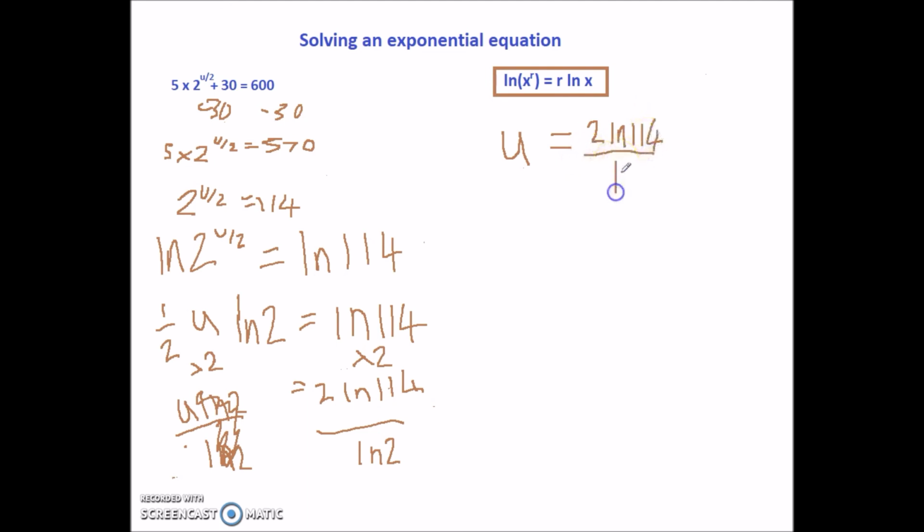And I think that's the neatest I've actually written all video. Plug that into your calculator and it will give u equal to 13.66, and if we round that up, it's 13.666. That's as far as we need to go because we have u equals, we don't have anything multiplied or divided by u, it's u on its own, and this is the answer.